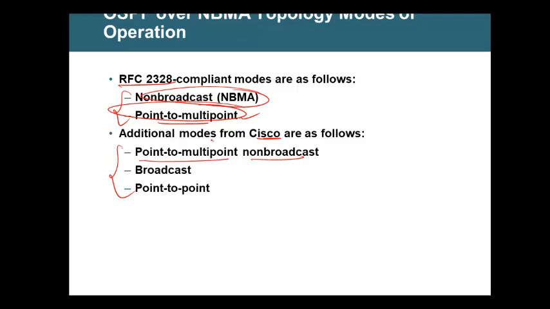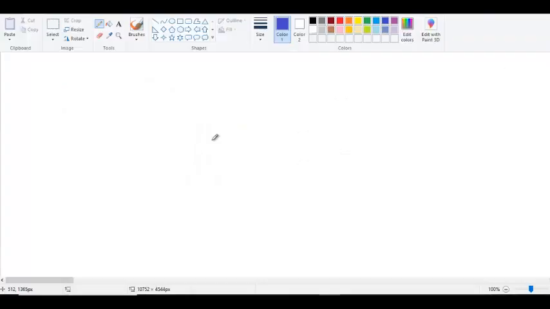Usually no DR, BDR is in point-to-point, isn't it? No DR, BDR is in point-to-point. But now it is multi-point. So in a multi-point environment, if you don't want DR, BDR to be used and you want the neighbor to be dynamically discovered, then you need this point-to-multipoint type.